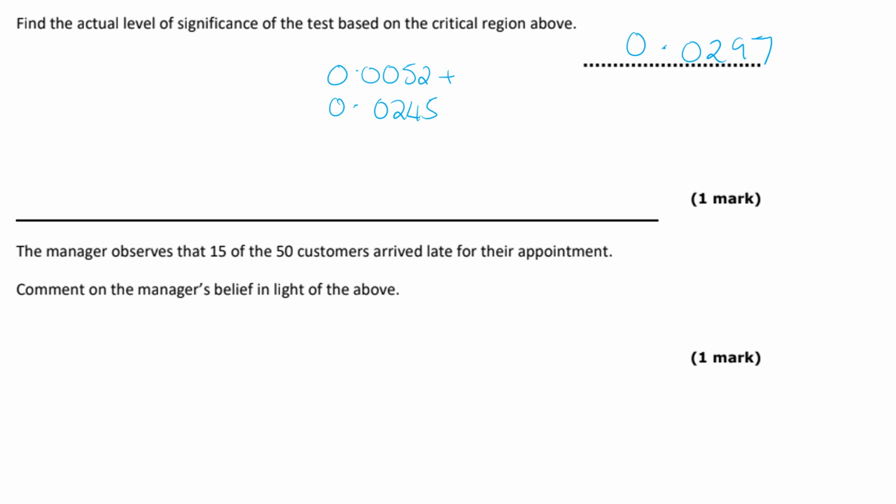Now, the next part: the manager believes that 15 of the 50 customers arrived late. Comment on the manager's belief. Well, 15 is in the critical region, so there is evidence to support the manager's claim.